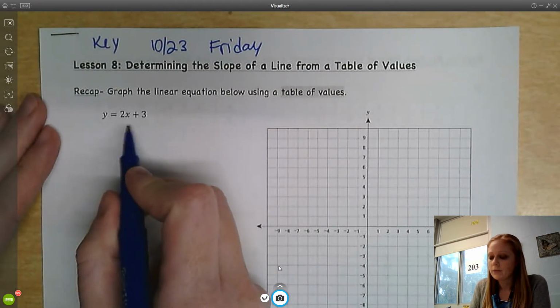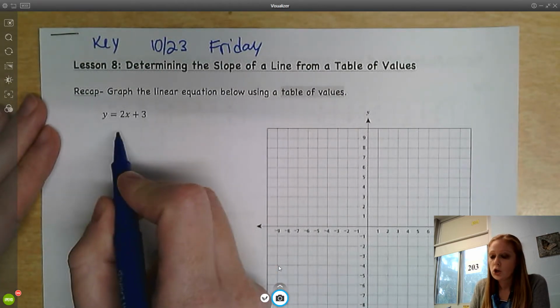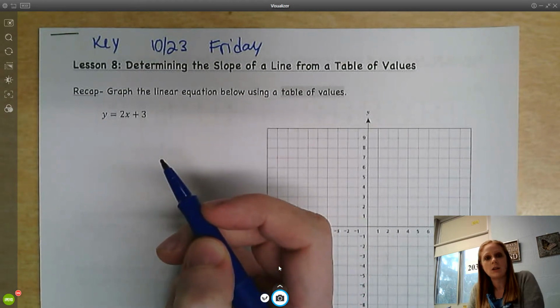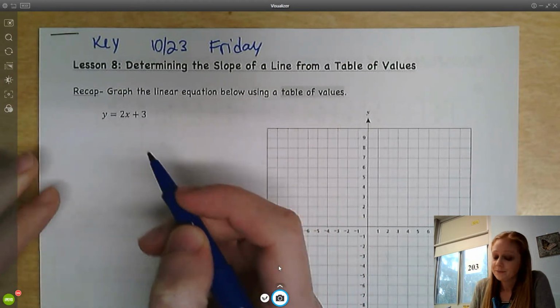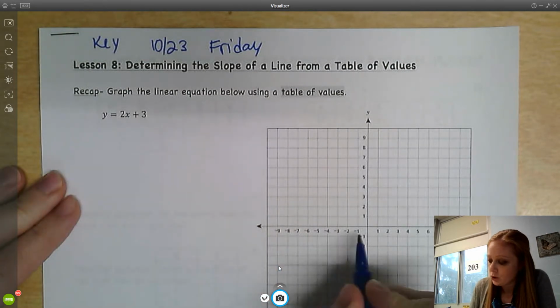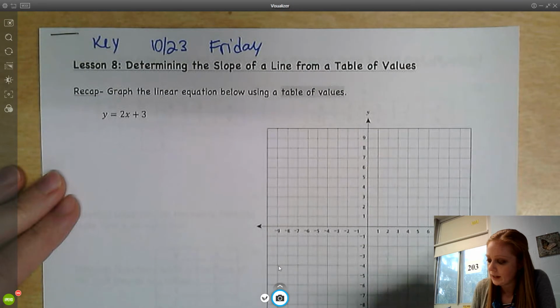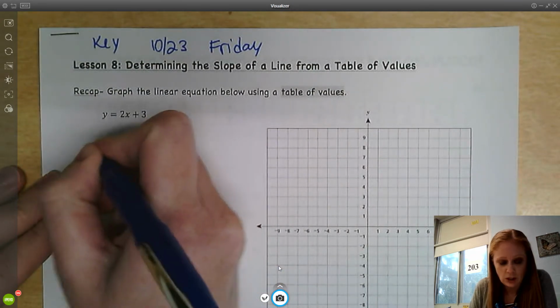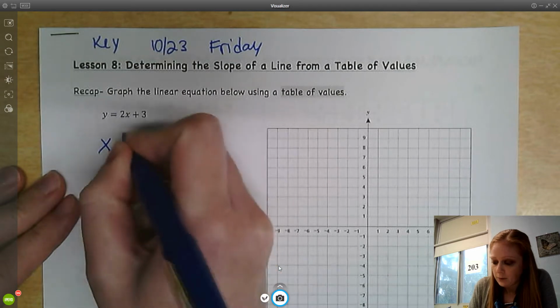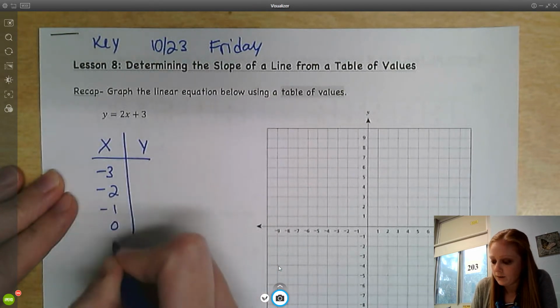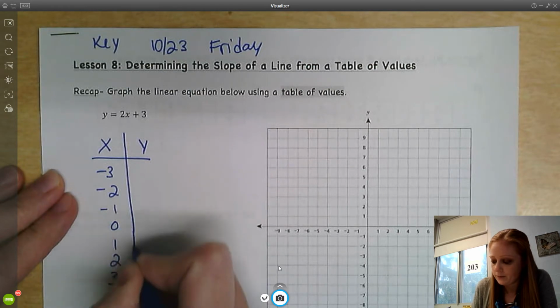So when you want to graph by using a table, you have to make up a table with a bunch of different x values, take those x's, plug them into the equation, and get the y. So we like to use x coordinates that are going to be on our graph that we can see here, so in between -9 and 9. So let's just pick from -3 to +3, nice and centered. So let's make our table with our x values going from -3 to 3.